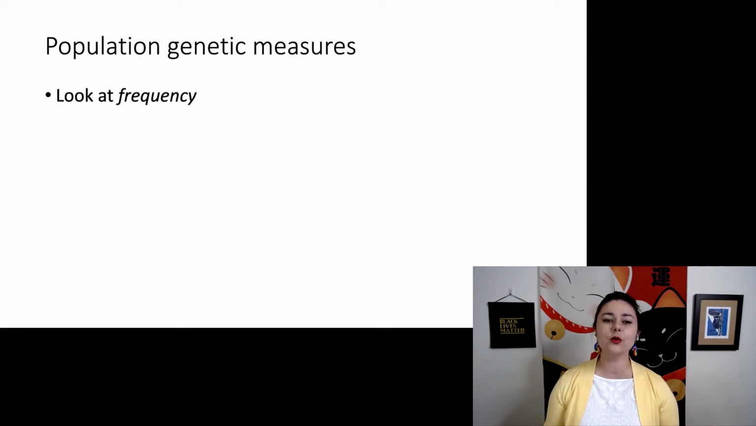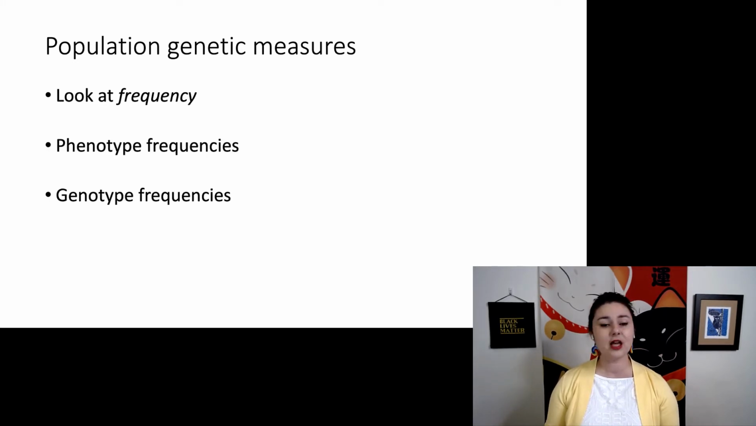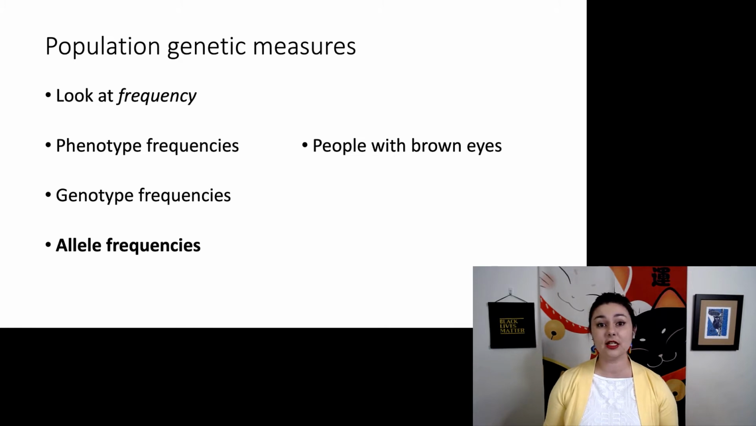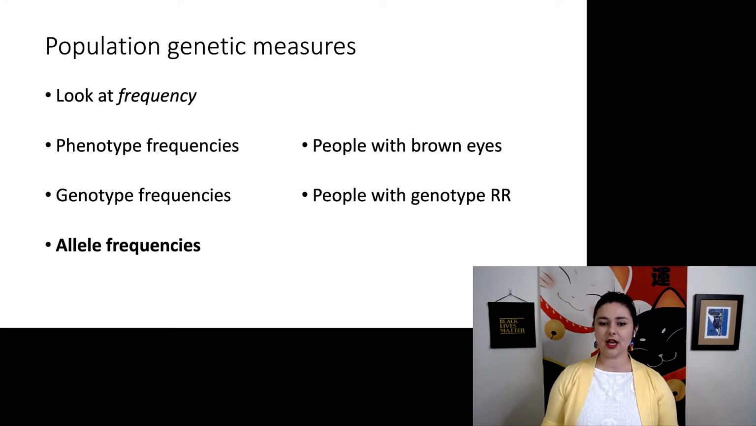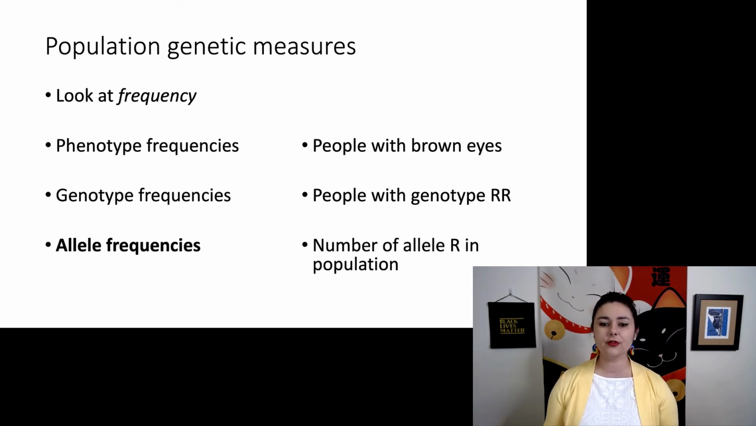Of course, the key word is frequency. There's a couple different frequencies that you're going to be concerned about in population genetics. First, phenotype, genotype, and of course, the all-important allele frequencies. So let's think of an example. The phenotype would be the people with brown eyes or blue eyes, whichever one you care about. But remember, phenotype is the physically observable trait. Then genotype, that would be the people with the genotype RR. And lastly, allele frequencies. That's the number of our alleles in the population.